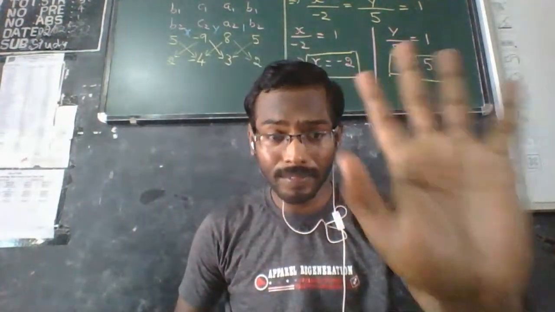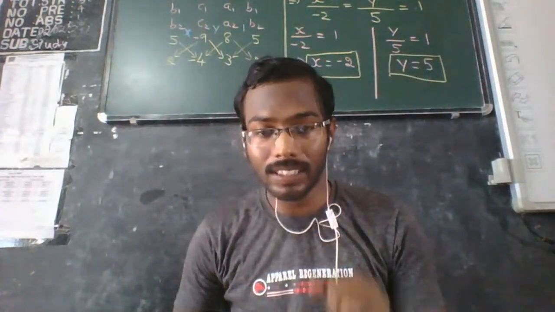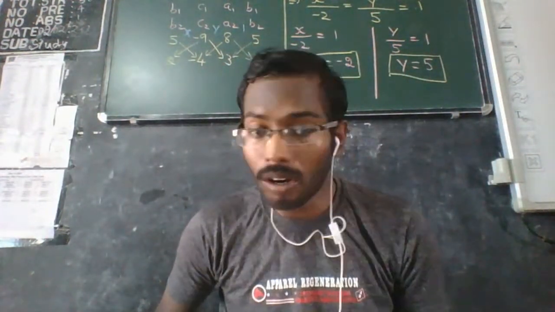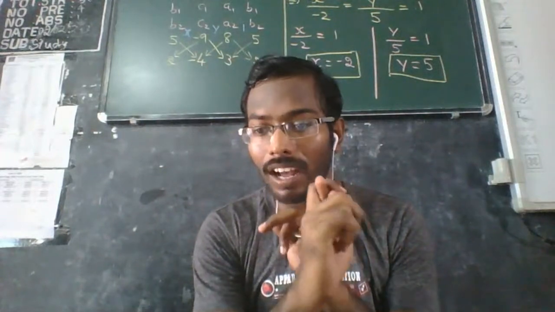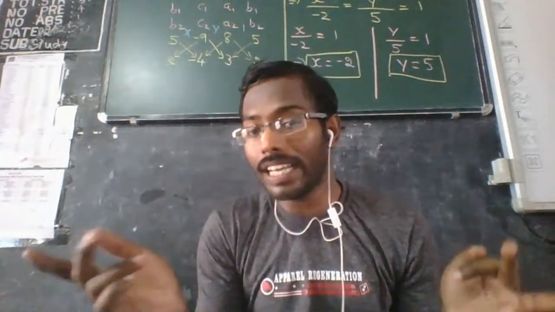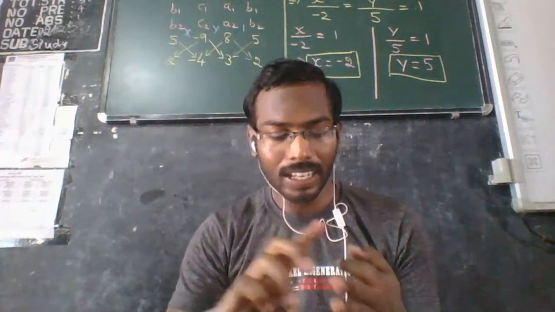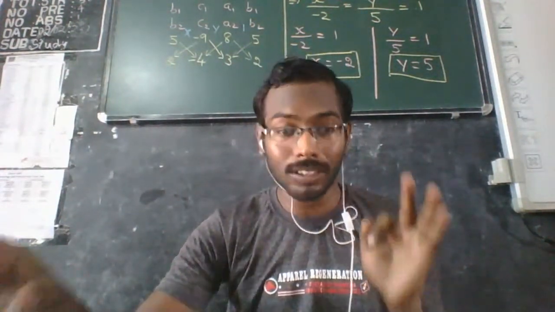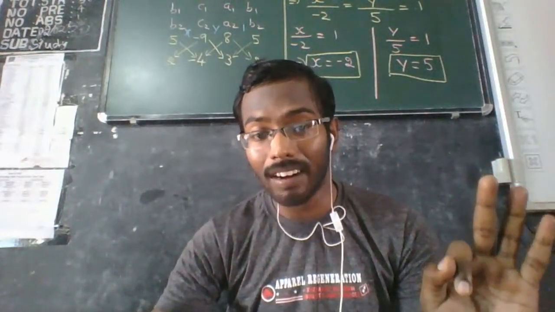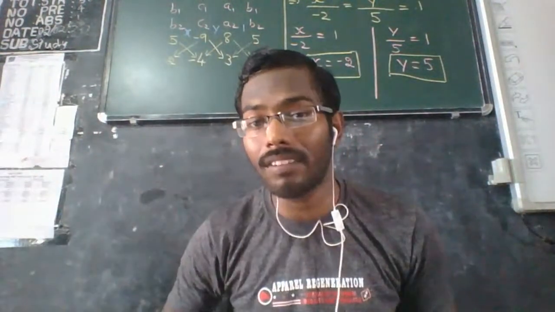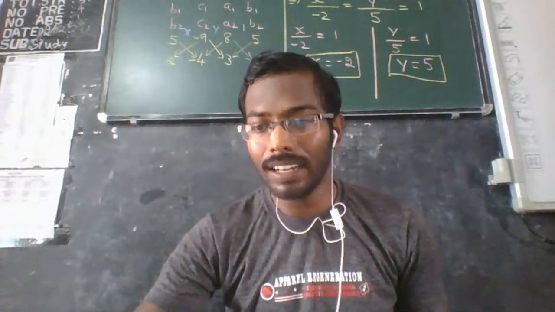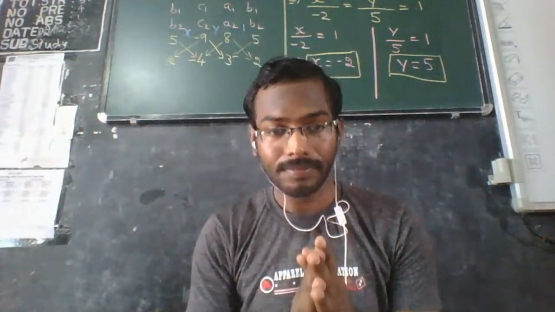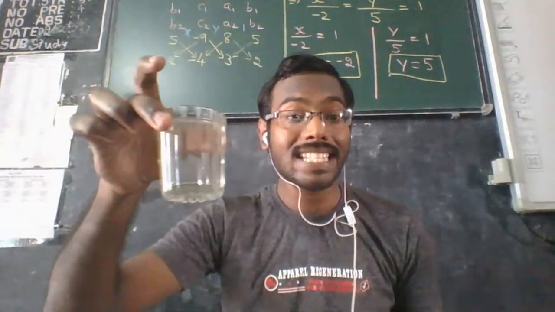So we have studied 5 points. One, solution is a homogeneous mixture. Second point, the particles are very, very small, of the order of 1 nanometer, so they are not visible to our naked eye. Number 3, the particles are very small, so they cannot scatter light. Therefore, you cannot see the path of the light through a solution. Number 4, the solute particles cannot be separated by any filtration method. Number 5, the solution is stable.